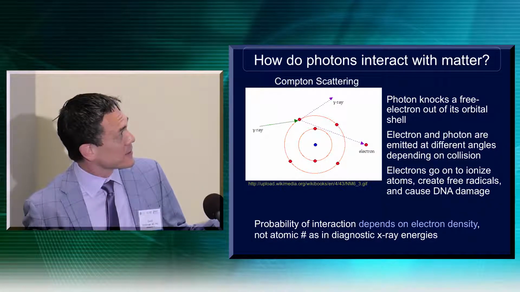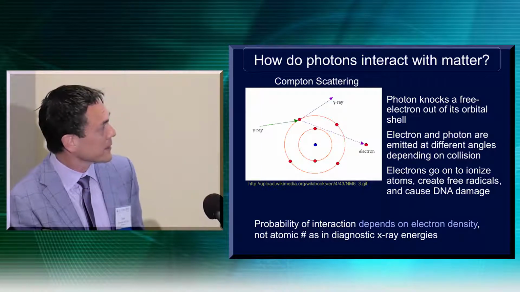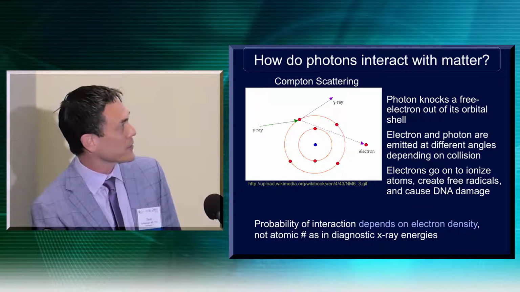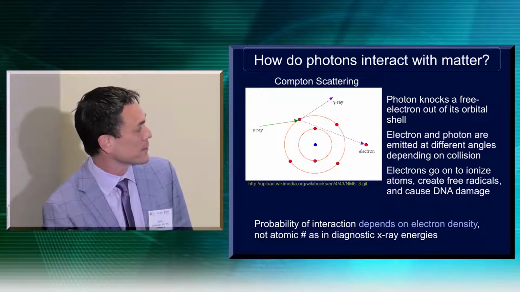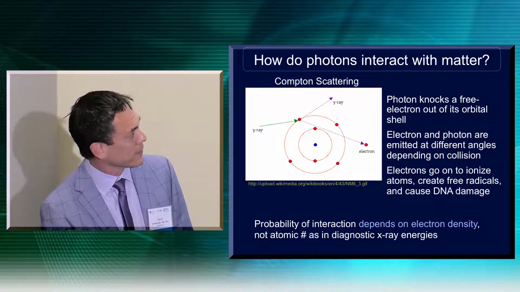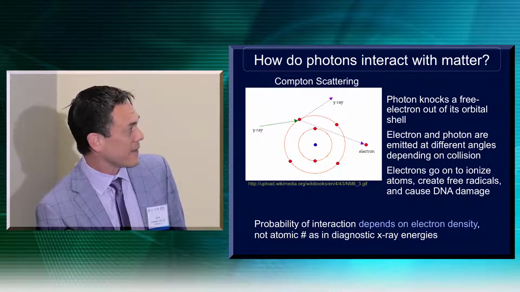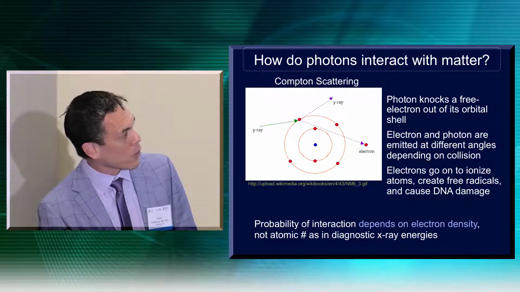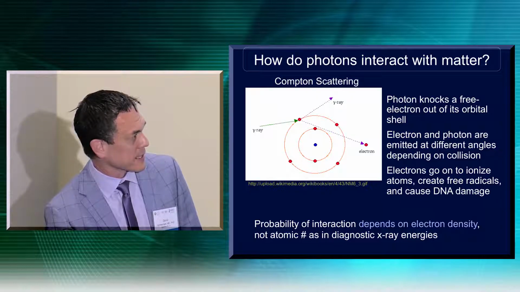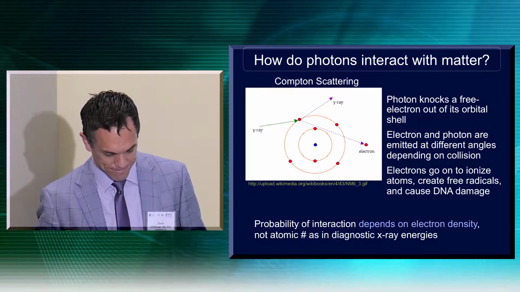once you get photons, how do they interact with matter? At the energies we typically use, the primary mode of interaction is called Compton scattering, and the way it works is if you have a photon incoming, it can hit an outer shell, what's called a free electron, and transfer energy to the electron and knock it off the atom, ionizing it, and then deflecting the photon at a different energy in a different direction. And these secondary electrons are the core of what John was talking about last night, because they go on to ionize atoms and create free radicals and cause DNA damage.